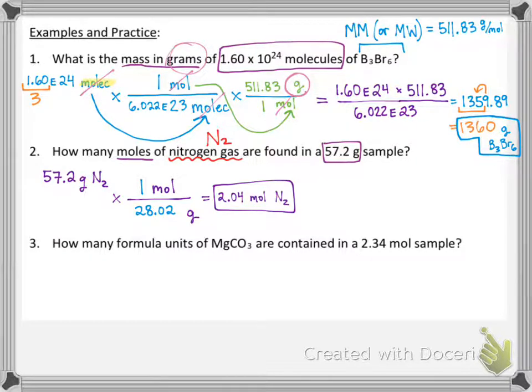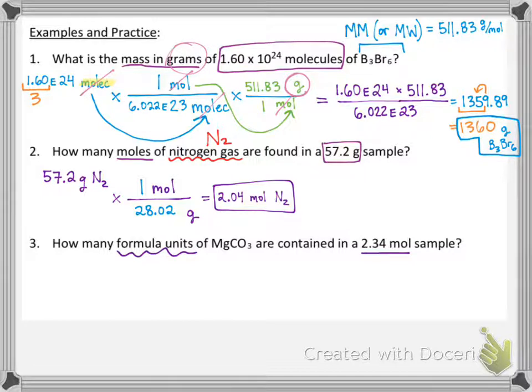All right, another one. How many formula units of magnesium carbonate are contained in a 2.34 mole sample? Well, I know formula units tends to screw with people because honestly, a lot of chemists even ignore the term formula units. We just talk molecules of this, molecules of that, but that is not technically accurate. And the AP chemistry test is all about technicalities.